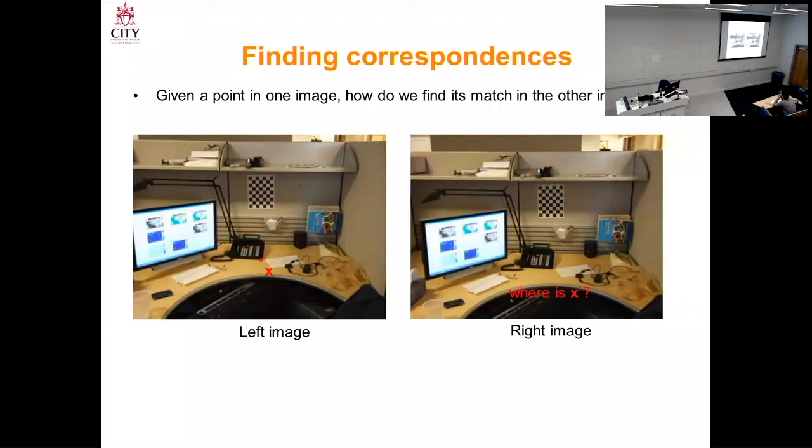So here in my left image, I have this point X, okay? This was a friend's desk. And at the corner of his telephone, I've got this point X. What I want to do is find point X prime in the right image. How do you think I might do that? How would you write an algorithm to find X prime?